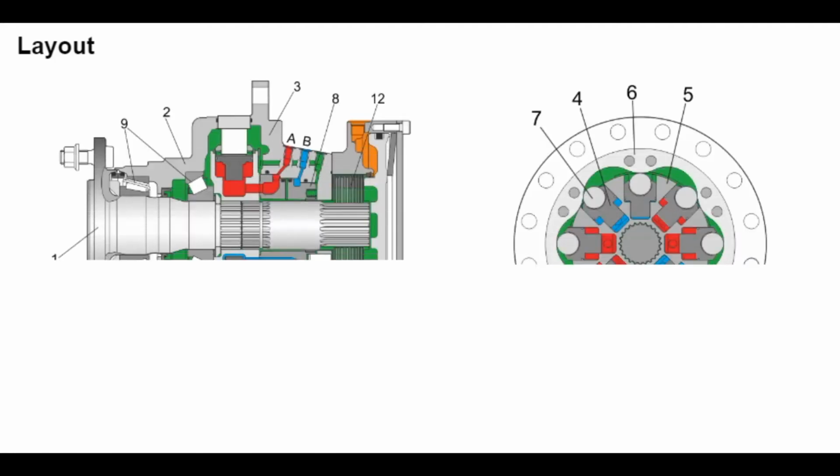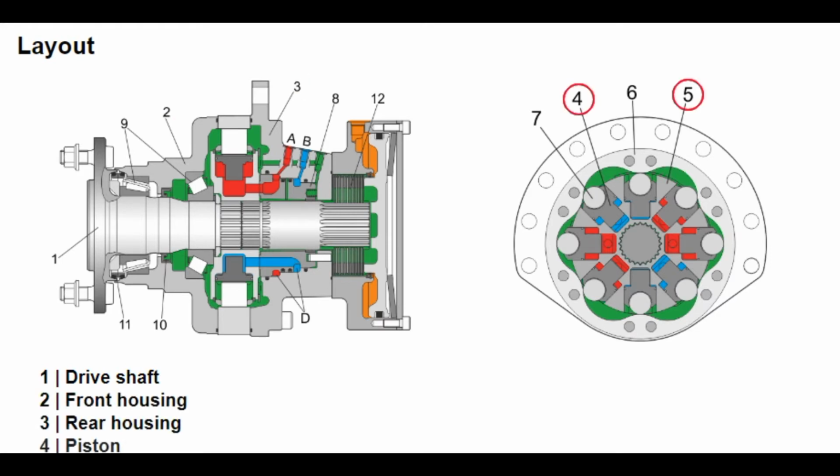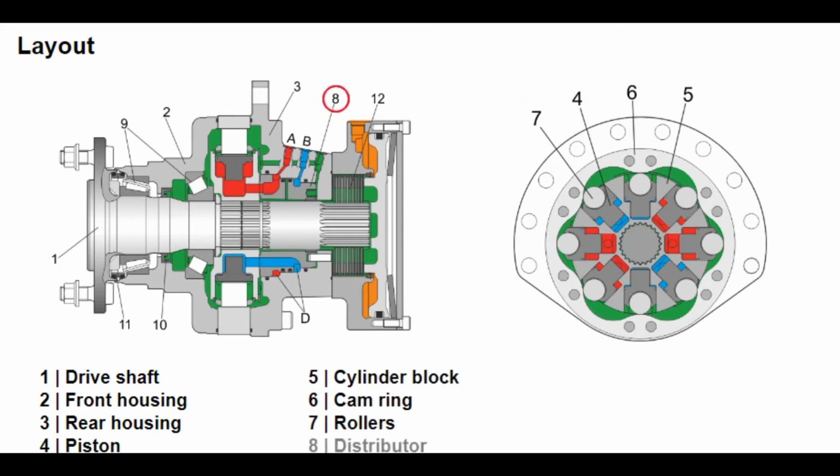The MCR is a hydraulic motor with a radial set of pistons as a rotary group. It is a low-speed motor with high torque that operates on the multi-stroke principle and outputs torque directly onto the drive shaft 1. MCR motors can be used in open and closed circuits. The radial piston motor consists of a front 2 and rear housing 3, as well as a rotary group with pistons 4, cylinder block 5, cam ring 6, also called a cam disc, rollers 7, and distributor 8.